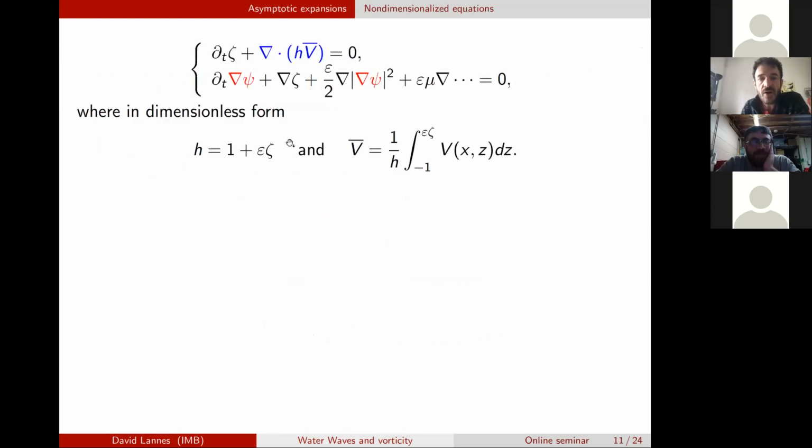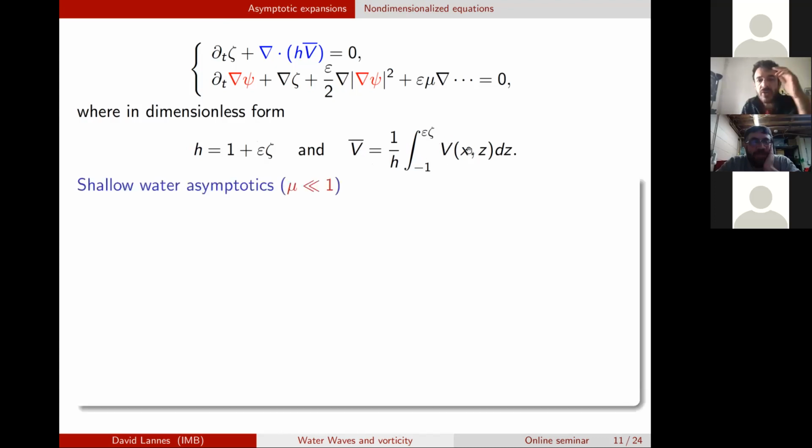So first you rewrite the equation in dimensionless version. So you rescale the equations. And this is why you have these parameters in front of the equations. And now in this rescaled equation, the depth at rest is 1 and the surface of the water is epsilon zeta. So the vertically averaged horizontal velocity is defined like this. It's 1 over h times the integral from the bottom to the top of the horizontal velocity v.